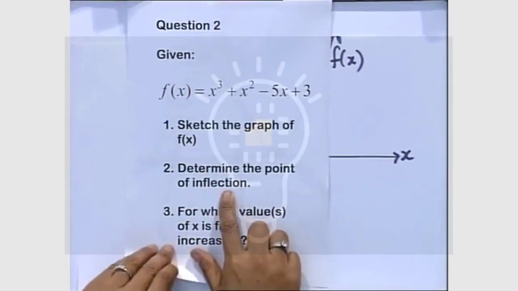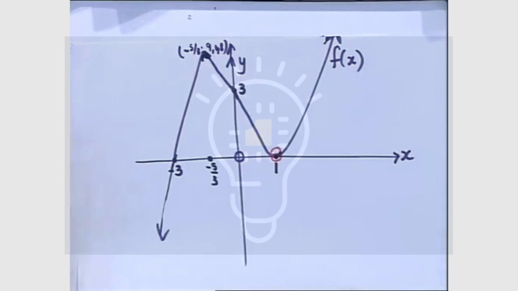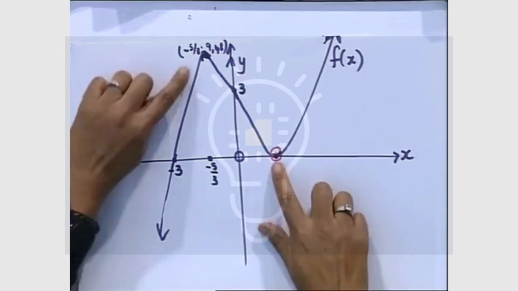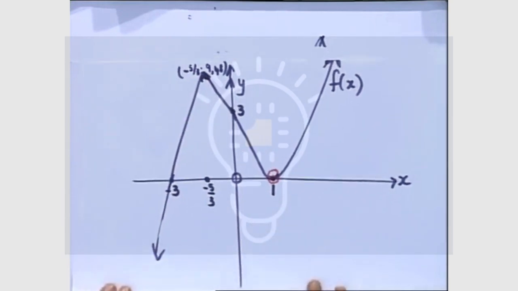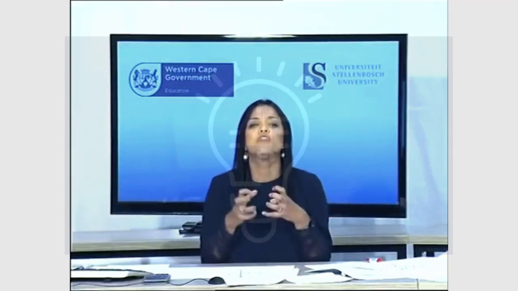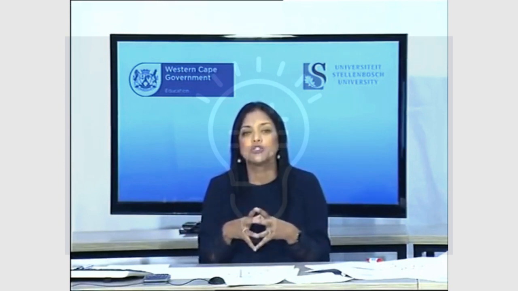Determine the point of inflection. Now, the point of inflection is found in the middle of your two turning points. Remember, the point of inflection means where the concavity of your graph changes. Now, we're not going to ask you to give us a definition of the point of inflection, but we're going to ask you to work out the point of inflection.